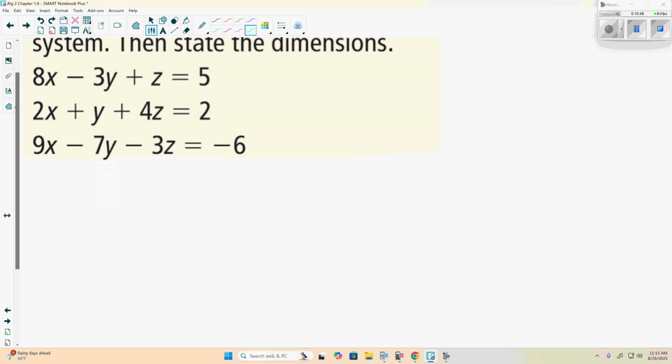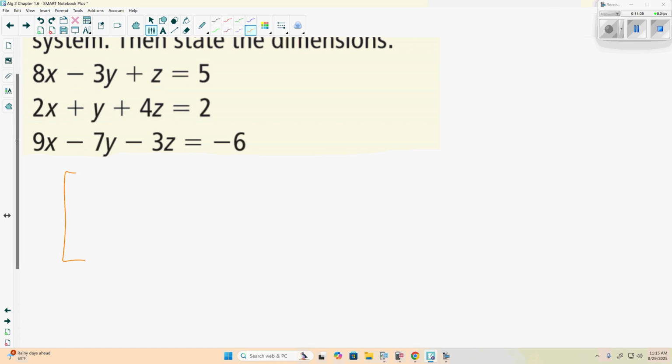So we have these three equations here. We want to write it, the augmented matrix, state the dimensions. So if we look at the first equation, is it in the form x, y, z equals number? Yes. How about the second one? How about the third one? Do we need to do anything to them? No. So we can go on and just write the matrix.